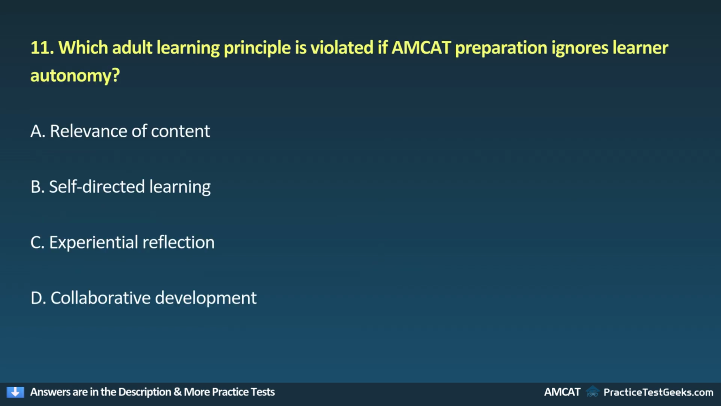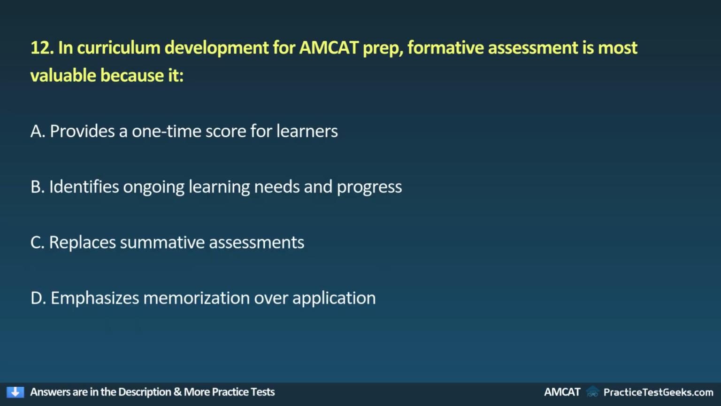11. Which adult learning principle is violated if AMCAT preparation ignores learner autonomy? A. Relevance of content. B. Self-directed learning. C. Experiential reflection. D. Collaborative development.